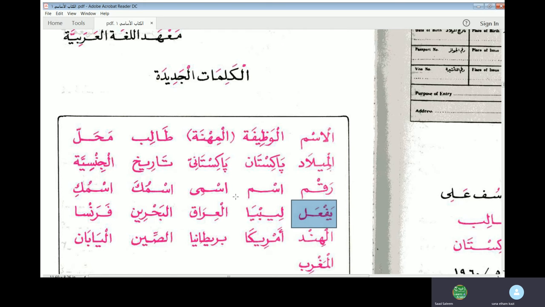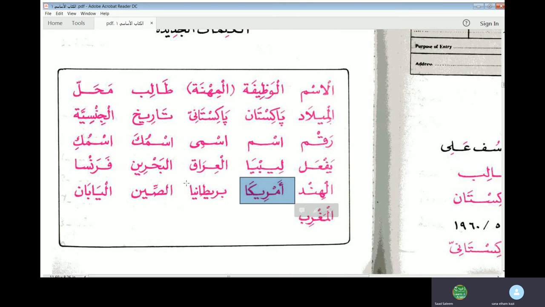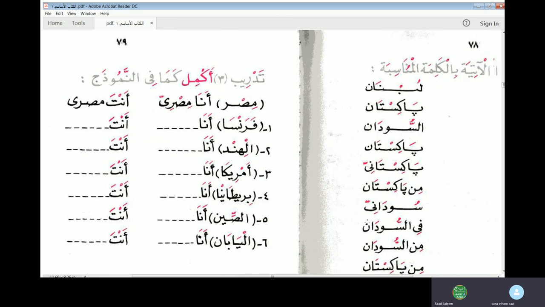يفعل, he is doing. ليبيا is Libya. العراق. بحرين. فرنسا, France. الهند, India. أمريكا. بريطانيا, Britain. الصين, China. اليابان, Japan. المغرب, Morocco.